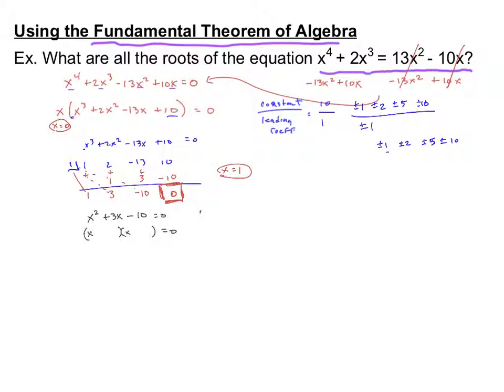Let's see here. Negative 10 is going to be 2 times negative 5. That gives me a negative 3, and that's not what I want. I want negative 2 times 5, which gives me a positive 3. So these are going to be the factors that I'm going to use. There we go. And solving for 0, x minus 2 equals 0, x plus 5 equals 0. Doing my inverse operations.